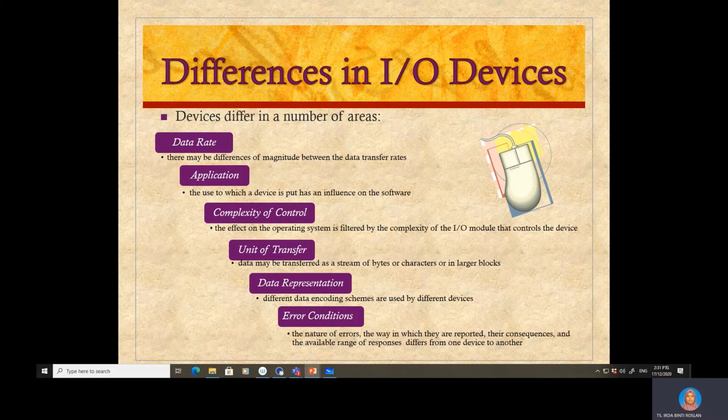For example, the complexity of control for your printers is much easier compared to the disk. So the disk is more complex in terms of control. Next is the unit of transfer. Data may be transferred as a stream of bytes or characters, or in larger blocks. Data representation is also different from one device to another, where it uses different data encoding schemes. And the last one is the error conditions: the nature of errors, the way in which they are reported, their consequences, and the available range of responses are different from one device to another.